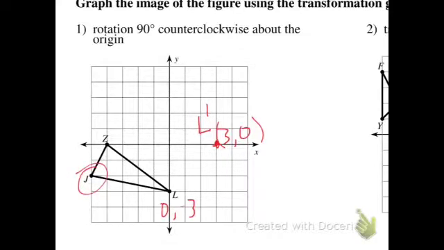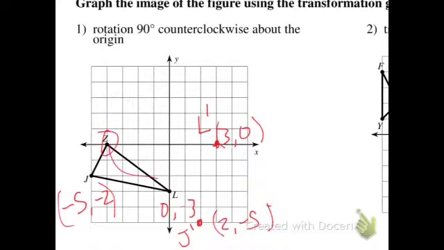Here, J is at (-5, -2). And so when you do a 90-degree turn, it's going to put it all the way over there, which is actually going to put it at (2, -5), right there. It's going to be (2, -5) for J prime. And then Z, when you do its rotation, used to be at the point (-4, 0).